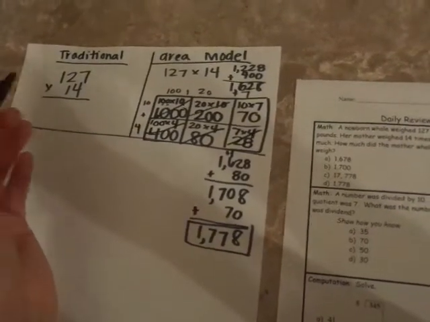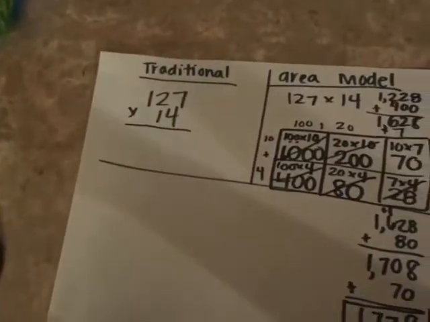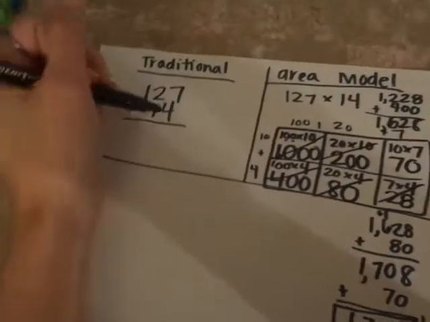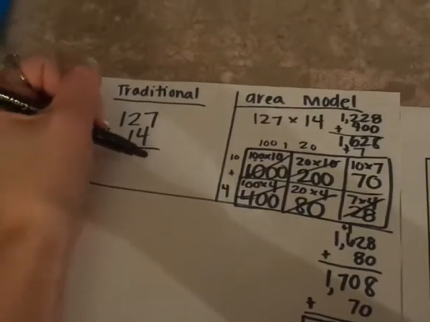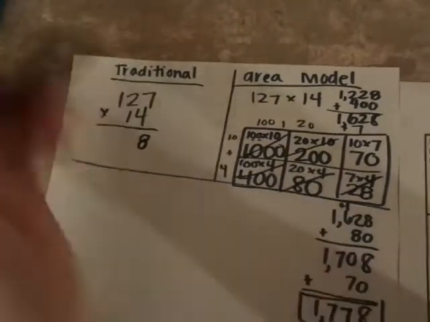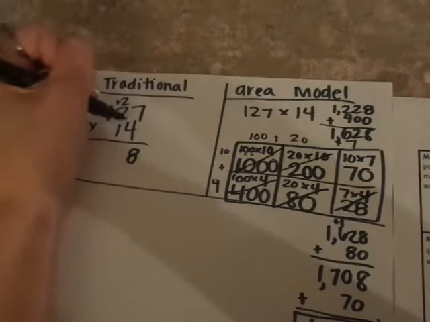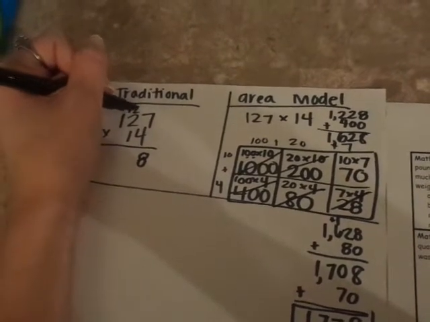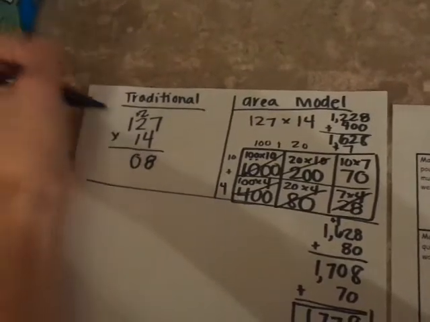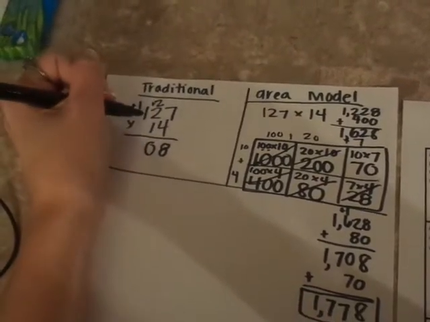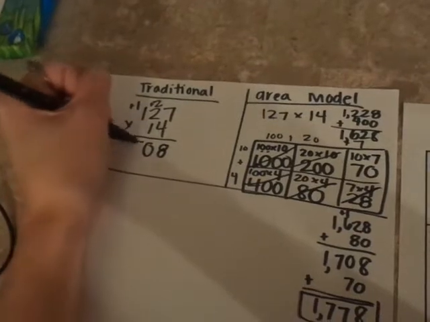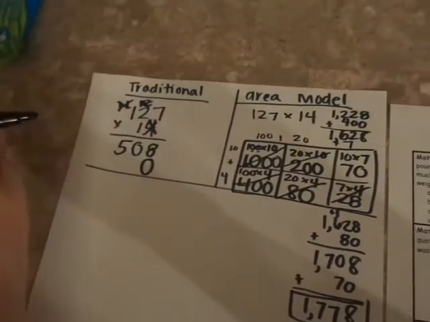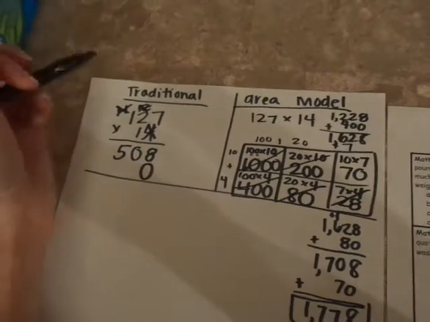1,778. Now I'm going to show you how to solve that traditionally, which is actually all the same things we did here. It just looks a little bit different. So 7 times 4, 28. Notice I did that here. Carry my 2. 4 times 2 is 8, plus 2, 9, 10. Keep my 0, carry my 1. 4 times 1 is 4, plus 1 is 5.